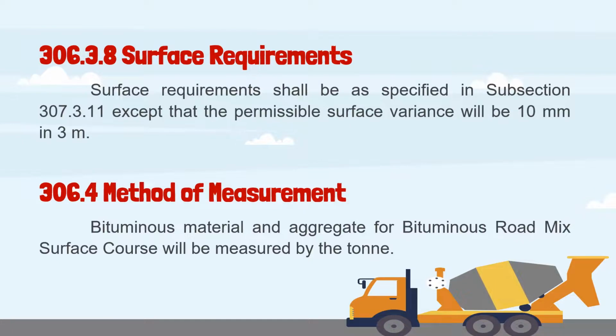306.3.8, the surface requirements. Surface requirements should be as specified in subsection 307.3.11, except that the permissible surface variance will be 10 mm in 3 meters. In the method of measurement, the bituminous material and aggregate for bituminous road mixed surface course will be measured by ton. The weight of all the moisture in the aggregate will be deducted from the batch quantity due to the possible variation in the specific gravity of the aggregate. The tons used may vary from the proposed quantities.